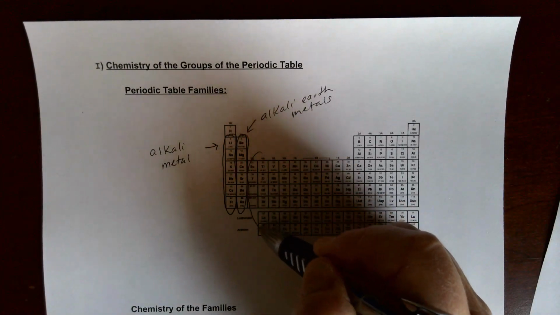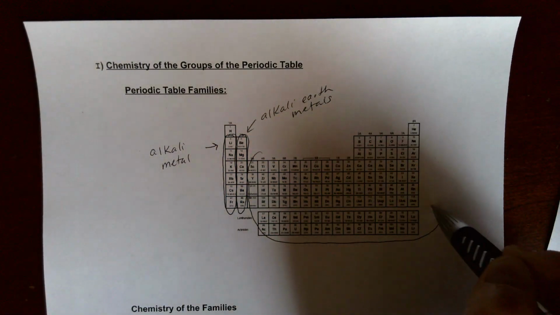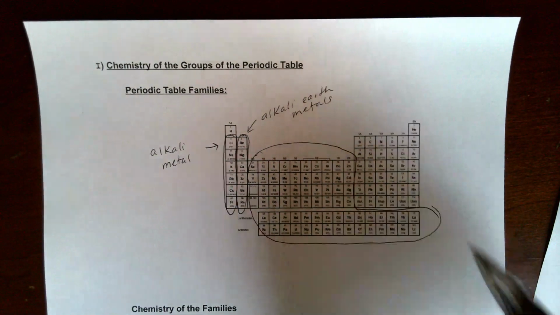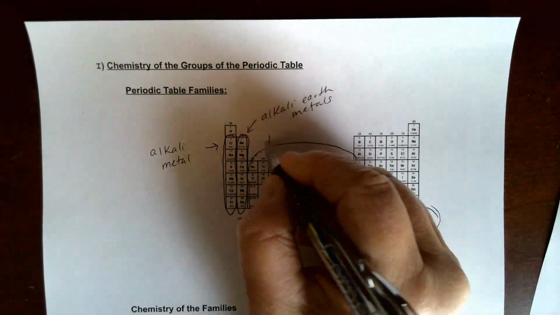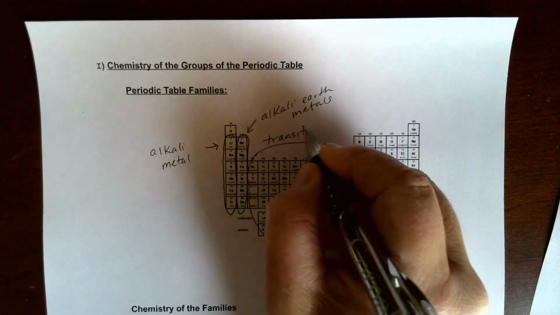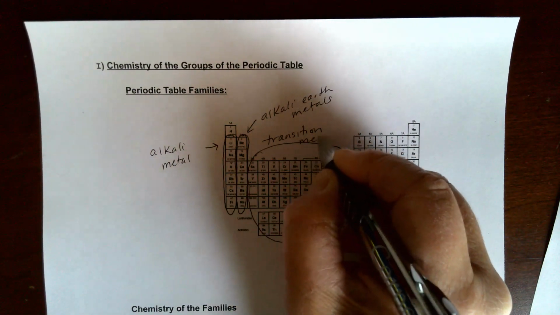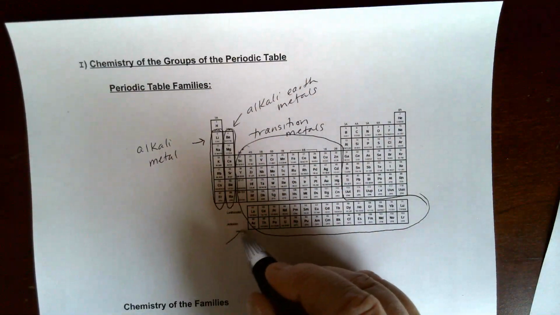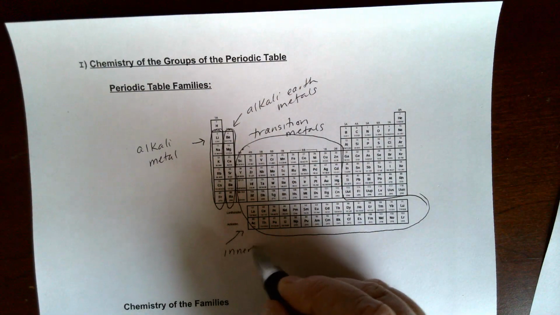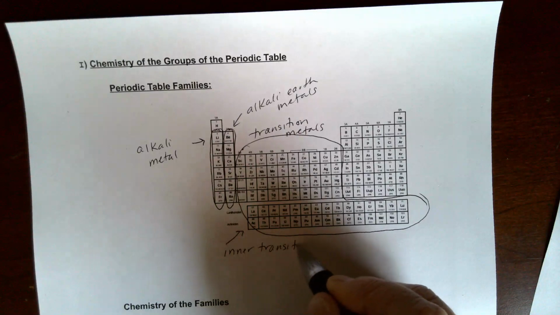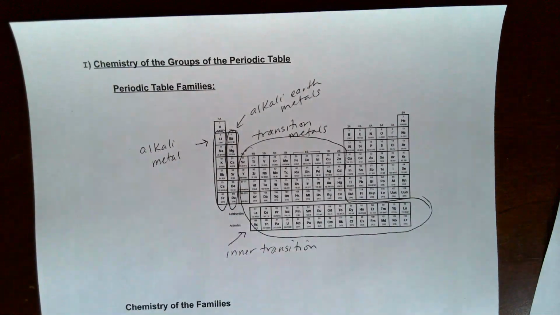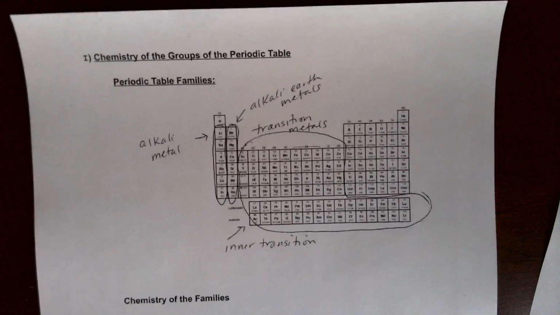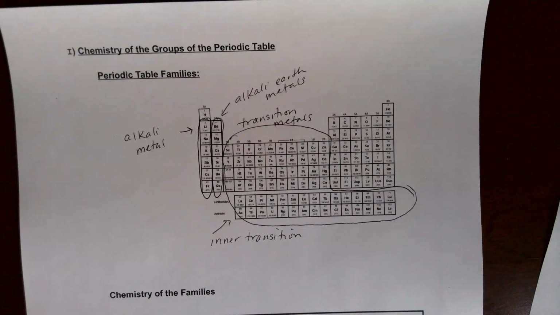This section right here, and even down here, make sure we circle this correctly, right? This section right here, these are the transition elements, sometimes the transition metals. Sometimes this section down here is referred to as the inner transition elements, sometimes the rare earth elements, but nonetheless they are also considered transition elements.